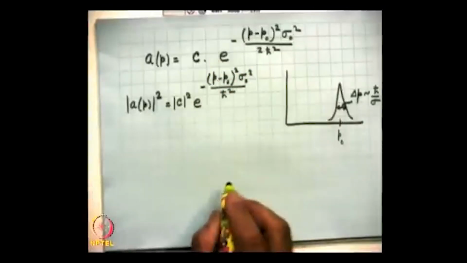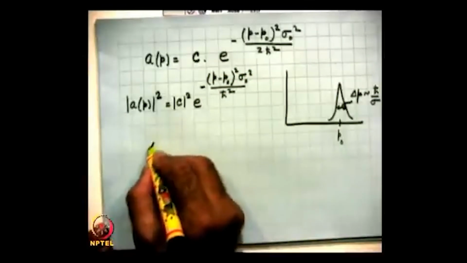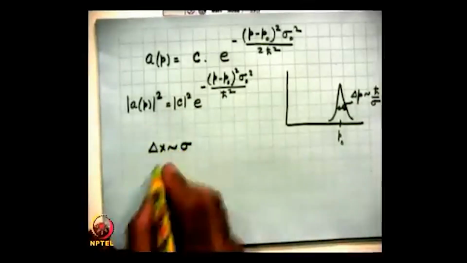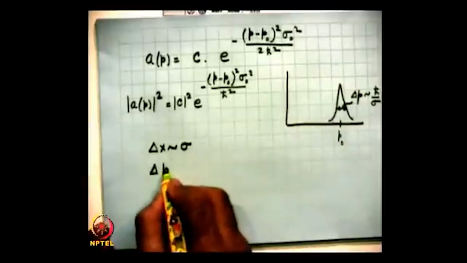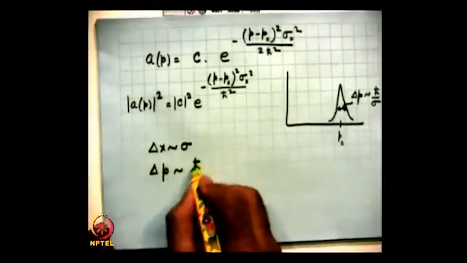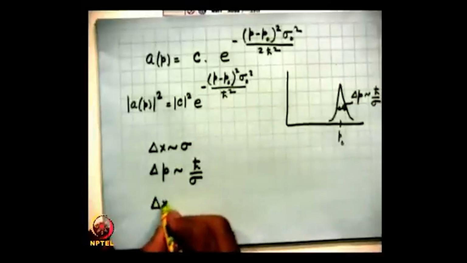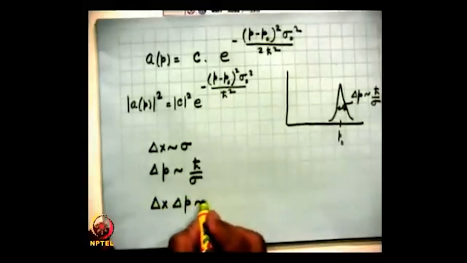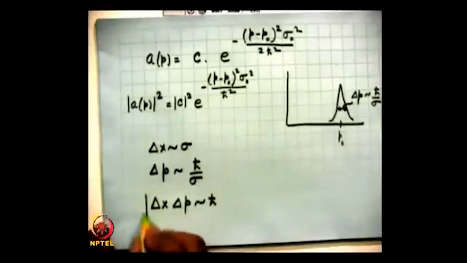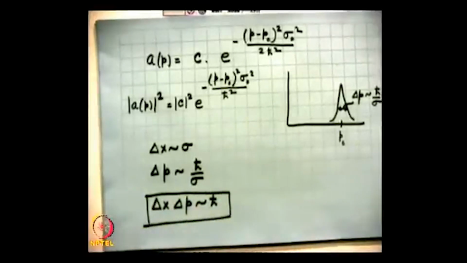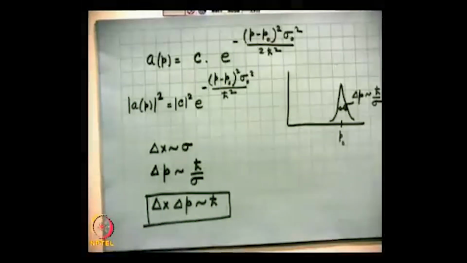So, if the particle is initially located in a distance which is of the order of sigma, then its momentum spread is located within a distance of the order of h cross by sigma. So that delta x delta p is of the order of h cross. So, the uncertainty principle is contained in the solution of the Schrodinger equation.